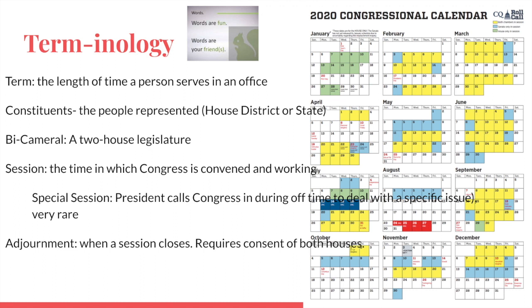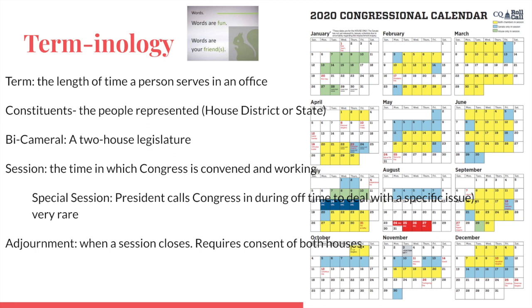The term is the length of time that a person is going to serve in office. So as we've established throughout the year, the term for a representative is 2 years, and then everybody's up for re-election, whereas the term for a senator is 6 years, with 1/3 of the Senate going up for election every 2 years in a rotating fashion. So, pretty simple. Most of this stuff is.